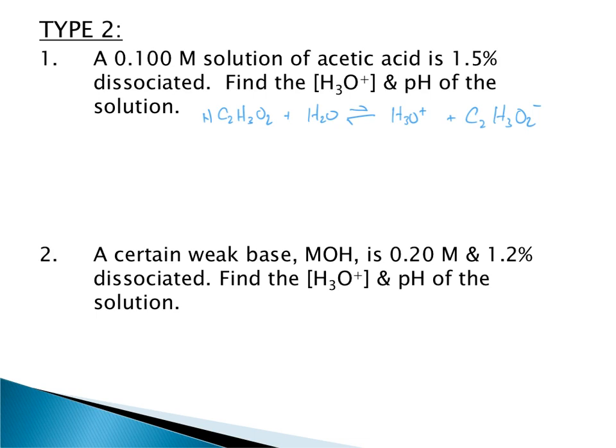Okay, so again, what we want to do is look at the important information in the question. This is the molarity of the acetic acid. This is the amount of the dissociation. So we want to find out what 1.5% of 0.1 is. So we're going to go 0.015 times 0.1, which is going to be 0.0015 molar. That's how much is taken away from the acetic acid.